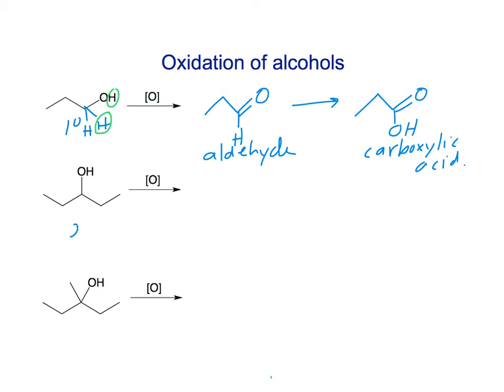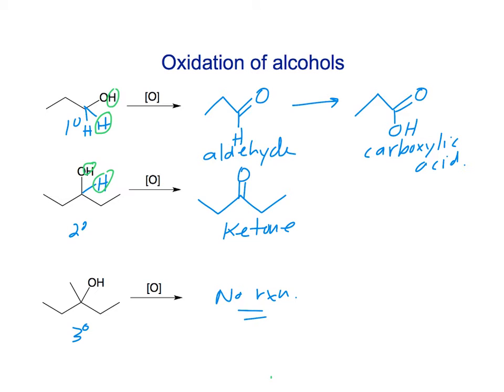A secondary alcohol can lose the H on the carbon bearing the alcohol and the H on the oxygen to form a carbon-oxygen double bond. In this case, it's a ketone. And if we start with a tertiary alcohol, there's no reaction.